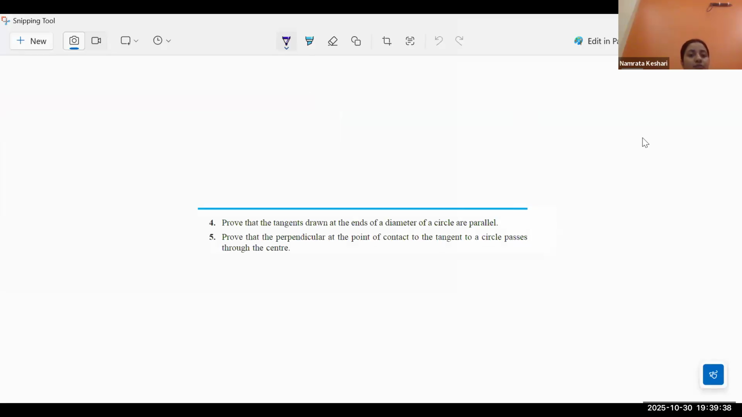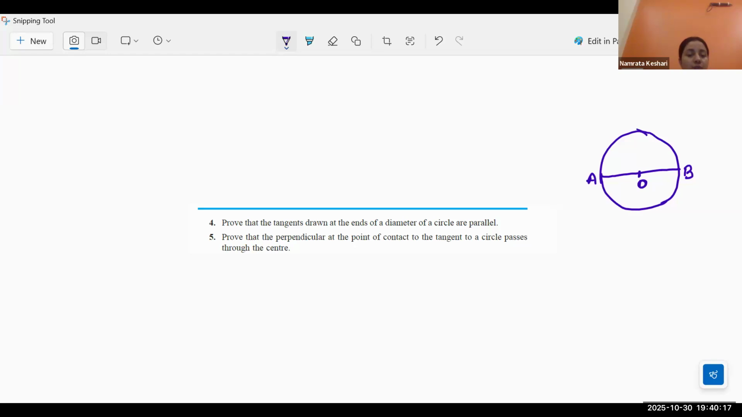Question number 4 says: prove that tangents drawn at the ends of a diameter of a circle are parallel. So you have a circle, and tangents drawn at the ends of the diameter. You can draw a diameter anywhere, passing through the center. Suppose AB is the diameter, which must pass through the center, that's why we call it a diameter. So AB is the diameter here.